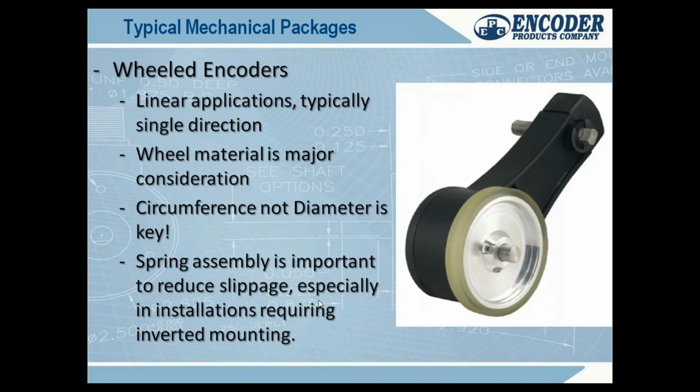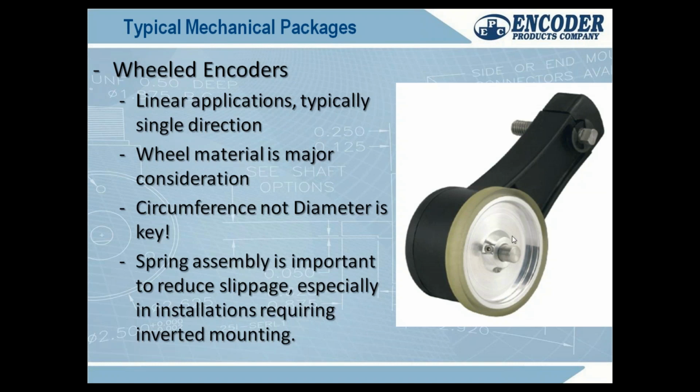Wheeled encoders. This is our Model 15T. We put a dog bone arm in it. It's got a nice internal spring for applying pressure, and we put a wheel on it. So what can you do with wheeled encoders? Well, now we're taking a device that up until now I've talked about a lot of rotational applications. You can use these for linear measurement.